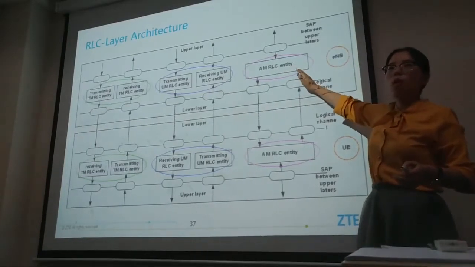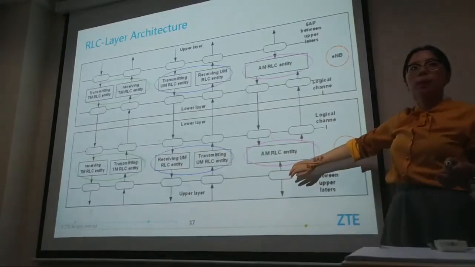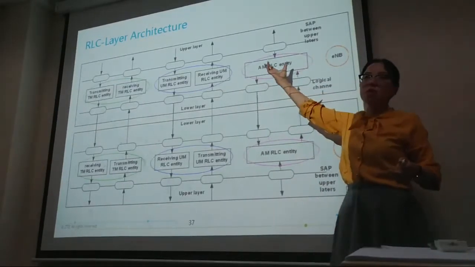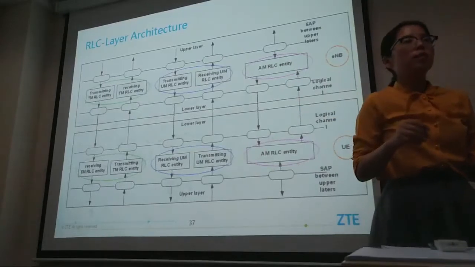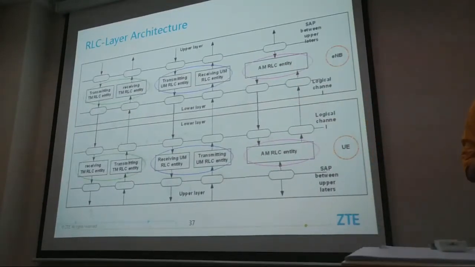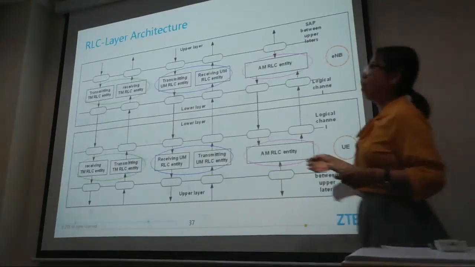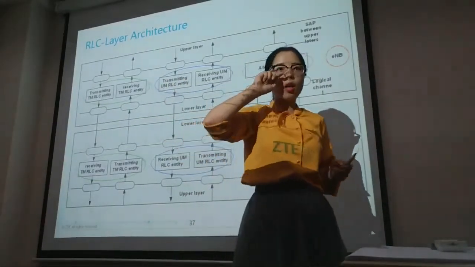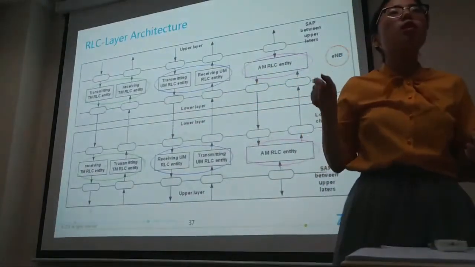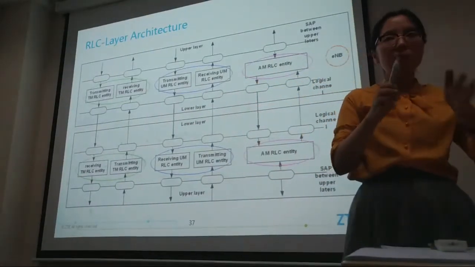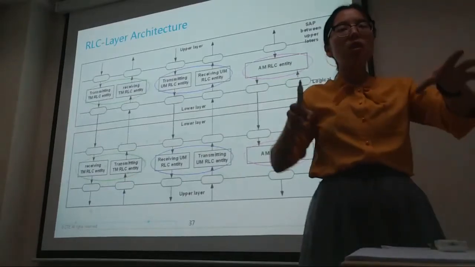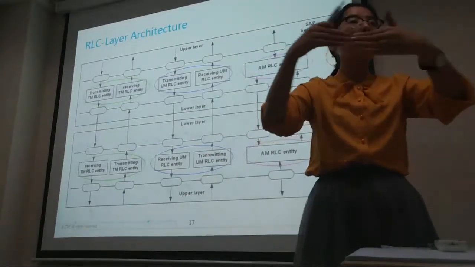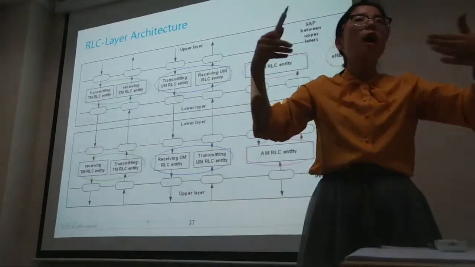Why is there only one? So is this one transmitting or receiving? Both, right. So it means for TM and UM, each entity is just unidirectional. It's single. I can only transmit or receive, because for transmit and receive, I don't need to communicate.